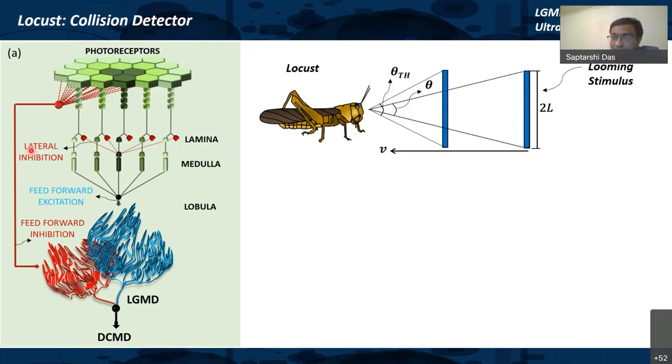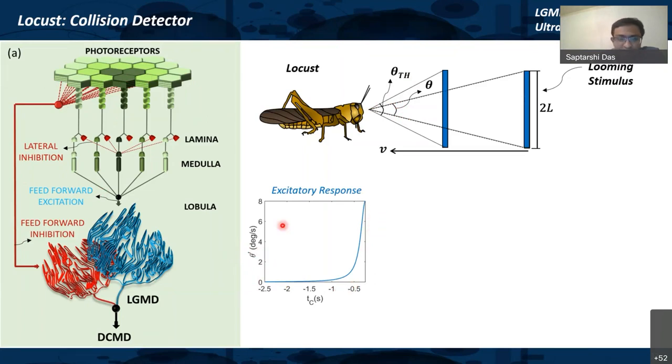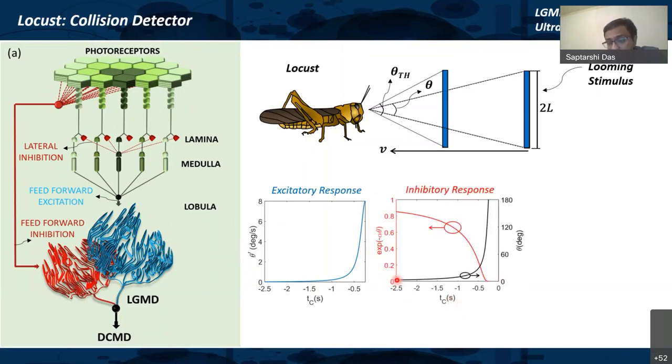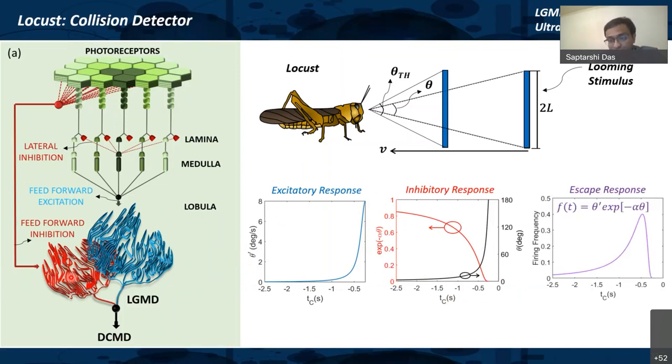Now, the neural network inside the brain of the locust has two pathways. One is the forward pathway, which takes the angular velocity and creates an excitatory response in this blue dendritic branch of the neuron. At the same time, it takes the angular projection theta and creates an inhibitory response using lateral inhibition in this red branch of the dendritic cell. Then it multiplies the two. So you have one increasing and the other decreasing, and that creates a non-monotonic escape response where the firing frequency becomes highest before the actual collision is going to take place. Then the LGMD neuron notifies the DCMD neuron, which tells the motor neurons to change the direction of motion of the locust, and the locust avoids the collision.